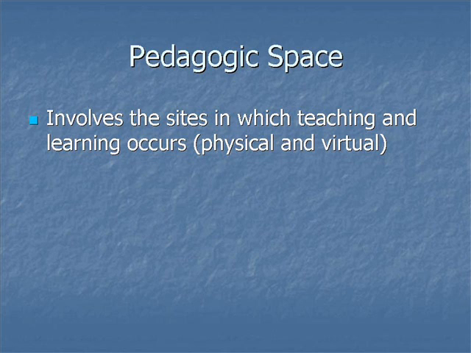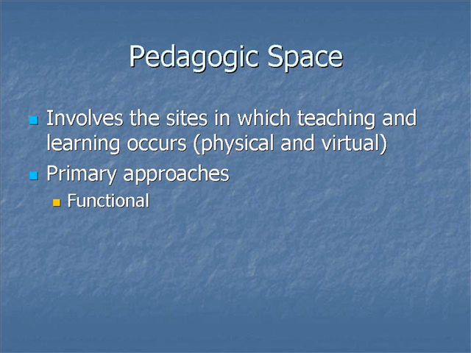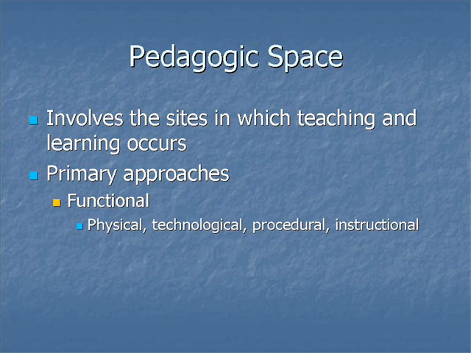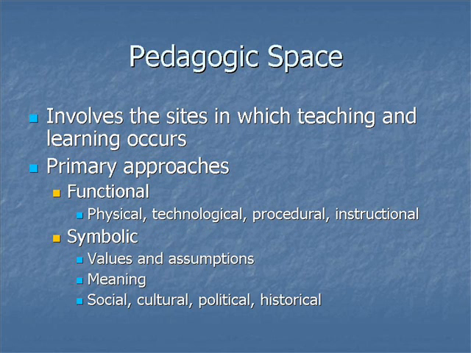There are two broad approaches to the idea of pedagogic space in the literature. The first adopts a functional perspective and gives primary consideration to the design features of pedagogic spaces. These include physical, technological, procedural and instructional design. The second major approach adopts a symbolic perspective. Here, the primary concern is for the values and assumptions that are embedded in the tools and artefacts that go to make up the pedagogic space.